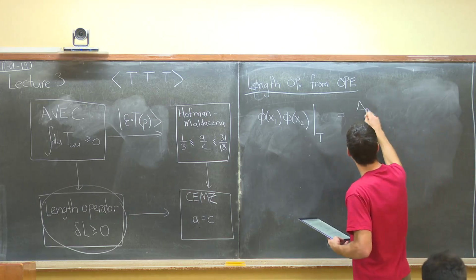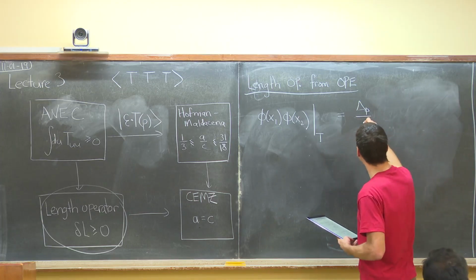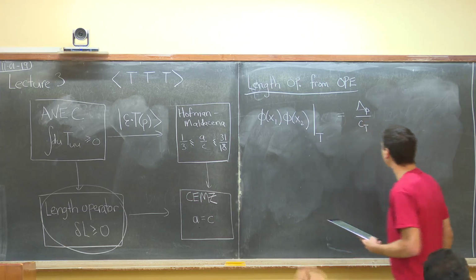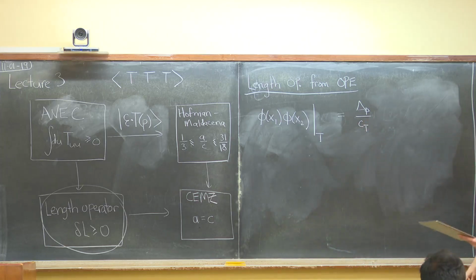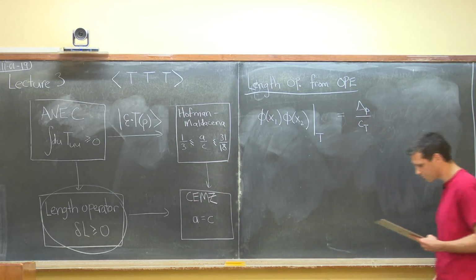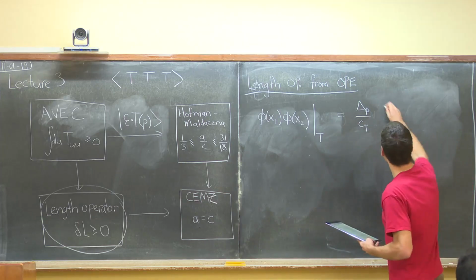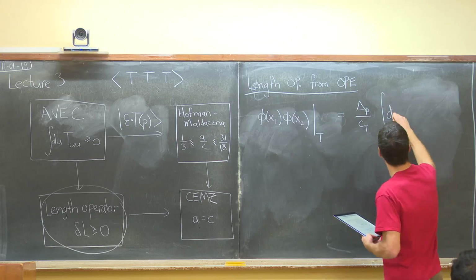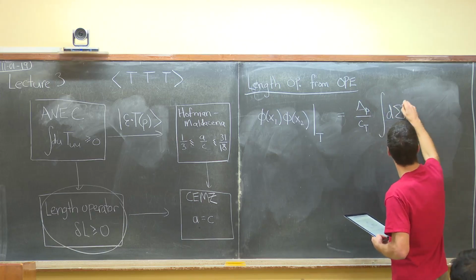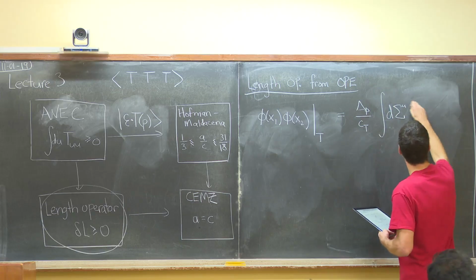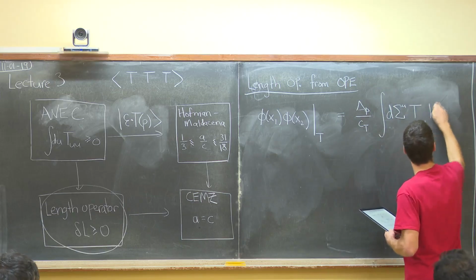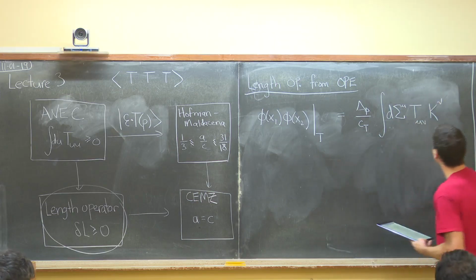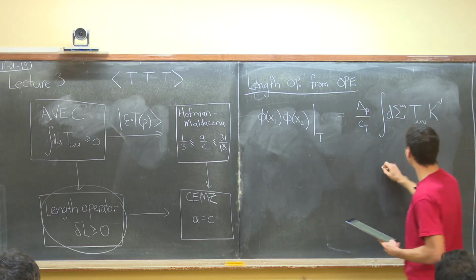This is a nice formula. There's a coefficient which is set by the Ward identity to delta phi over CT. CT is the TT two-point function coefficient. An integral over some domain of T mu nu K nu. So let me explain what this integral is.